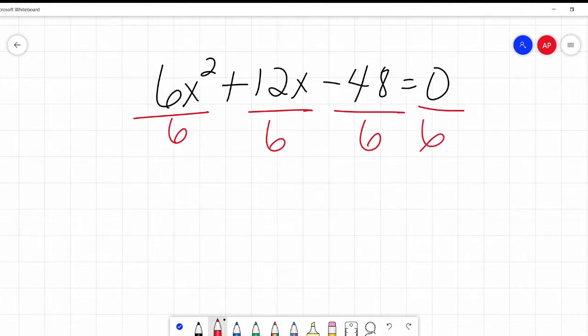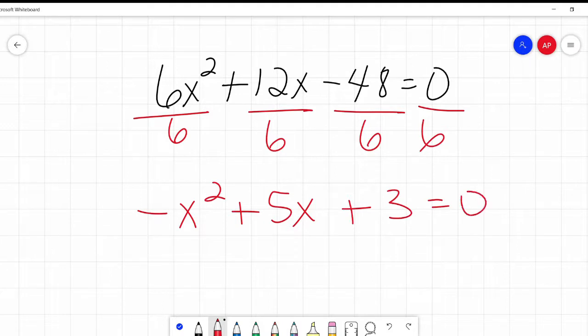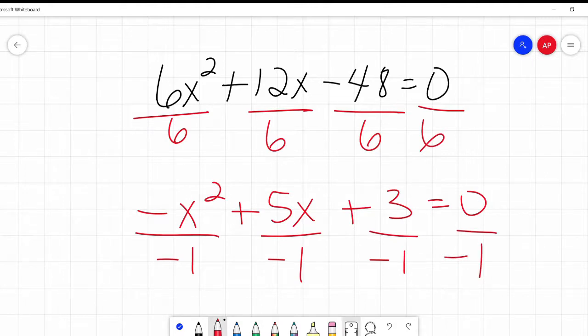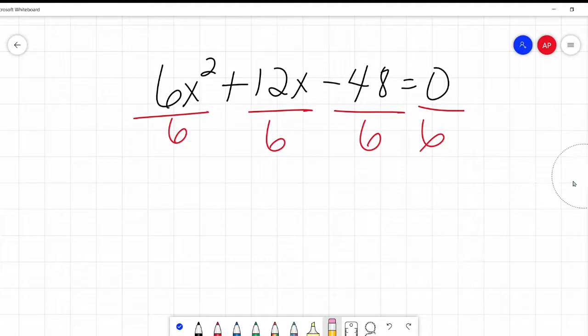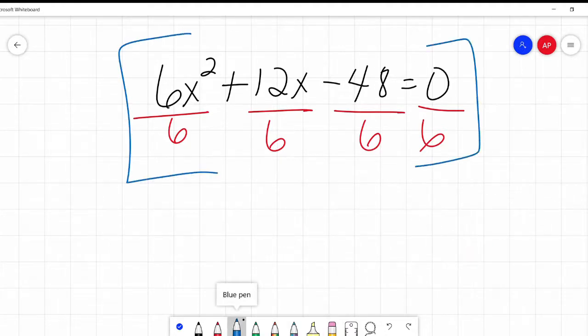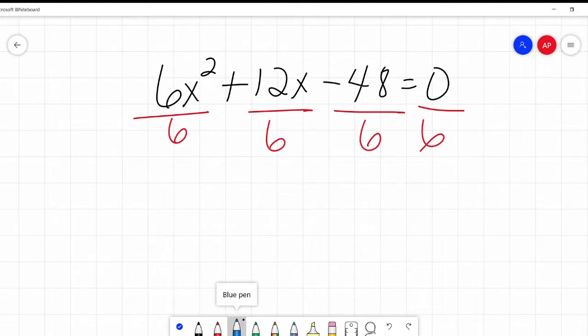That's it. If it's a negative, like say if this was like negative x squared plus 5x plus 3, I don't know. First thing you do, divide everything by a negative 1, so it'll just change the sign. This is critical. You have to do this. And you do this, in this case up here, in this one, it's going to turn out nice and pretty.